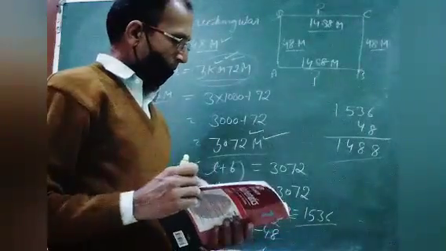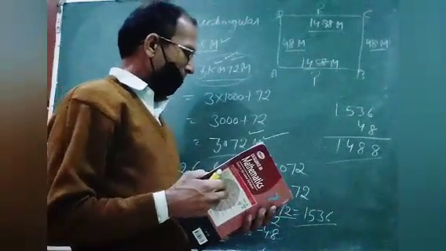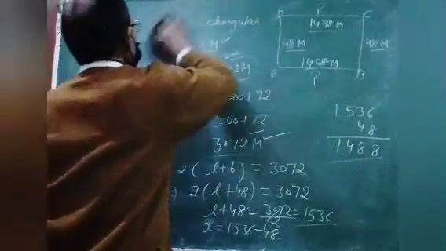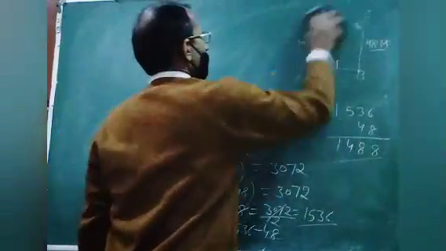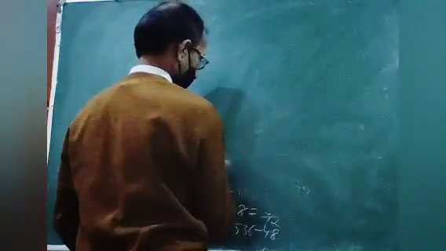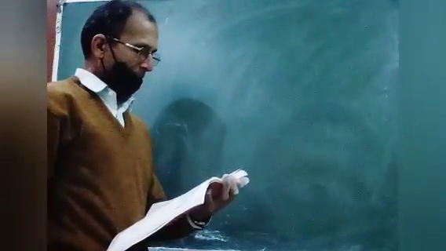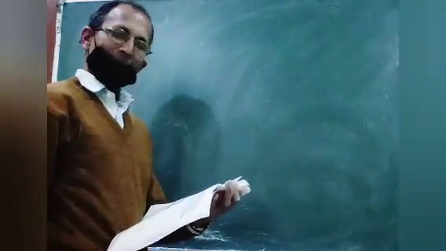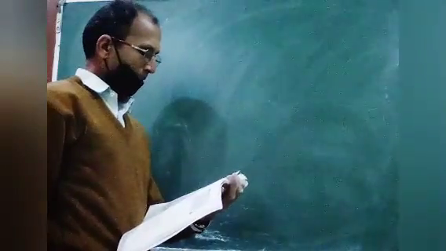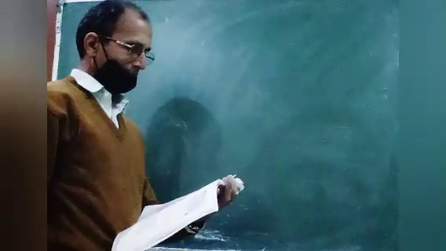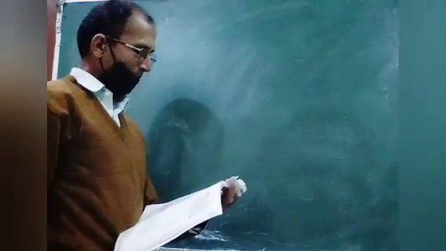Have you understood? Okay. Now one more question I am taking, question number 6. The perimeter of a square is double that of a rectangle. If the perimeter of the square is 120 meter and length and breadth of the rectangle are in the ratio 3:2, find the breadth of the rectangle.